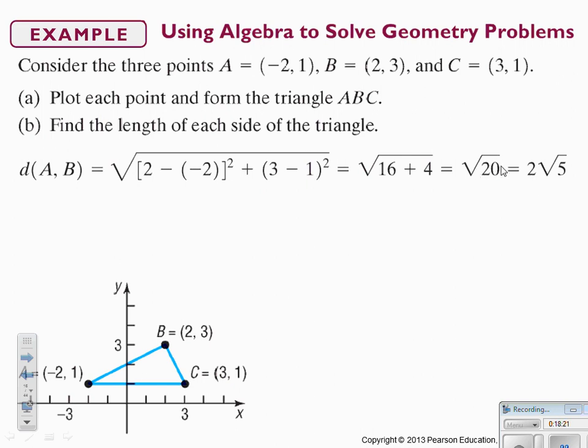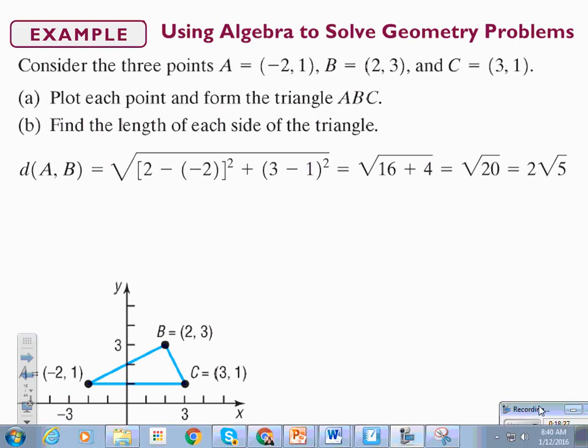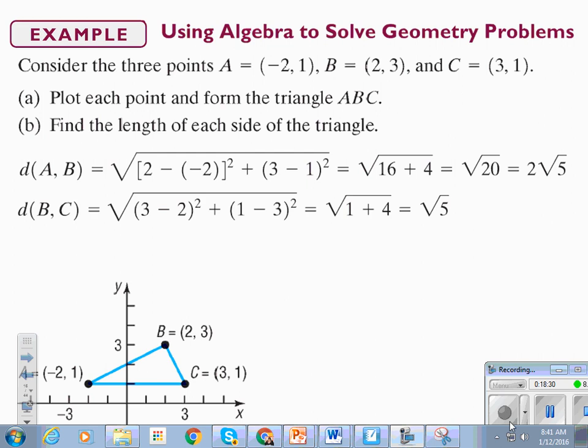20 is 4 times 5. The square root of 4 is 2, so the 2 comes out and the 5 goes in the middle. I'll say that again because I found the quick.